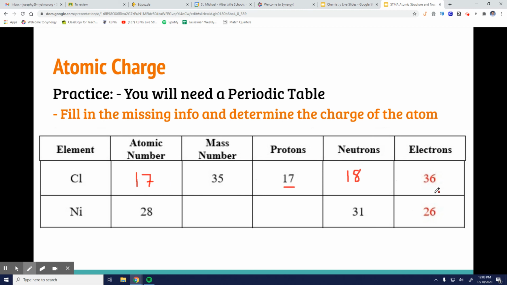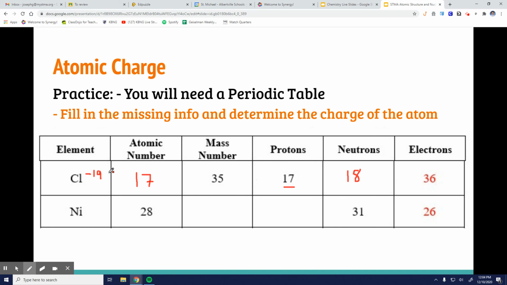All we need to do is take the difference between the protons and the electrons. So if I have 17 protons and I subtract 36 electrons, I end up with a charge of negative 19. That's how many more electrons there are than protons. So the atom would have a negative 19 charge. Now, in reality, that would never happen. It would actually have 18 electrons, and it would have a negative 1 charge. That was my mistake, but this should still work.